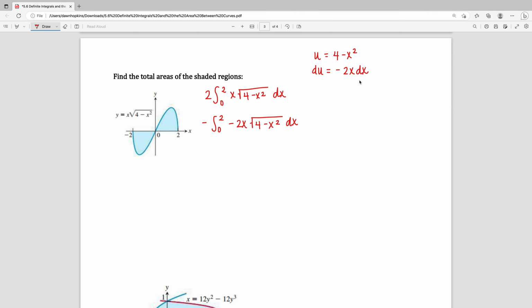So I can go ahead now and do my u substitution. Can't forget the negative in front. And I'm going to change my upper and lower bounds here. If x is 0, 4 minus 0 squared is going to be 4 minus 0, which is still 4. If x is 2, 2 squared is 4, so 4 minus 4 is 0. And then I have the square root of u du.